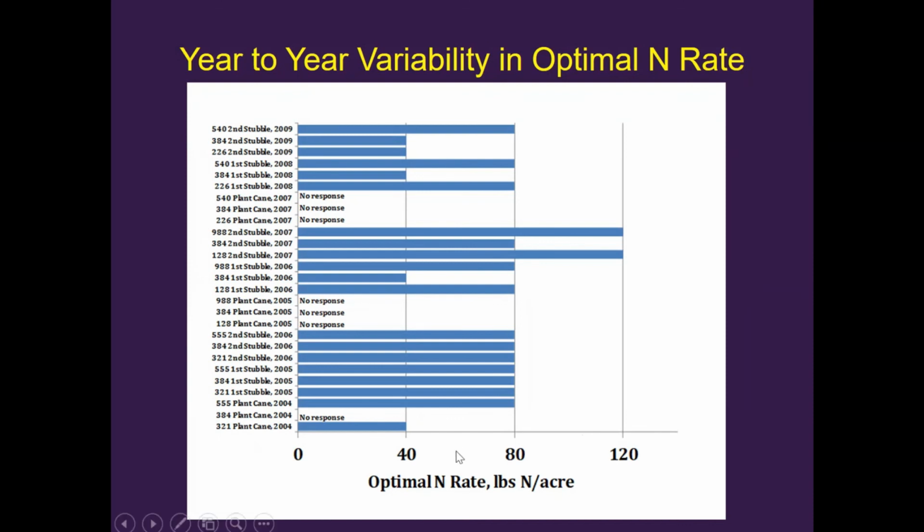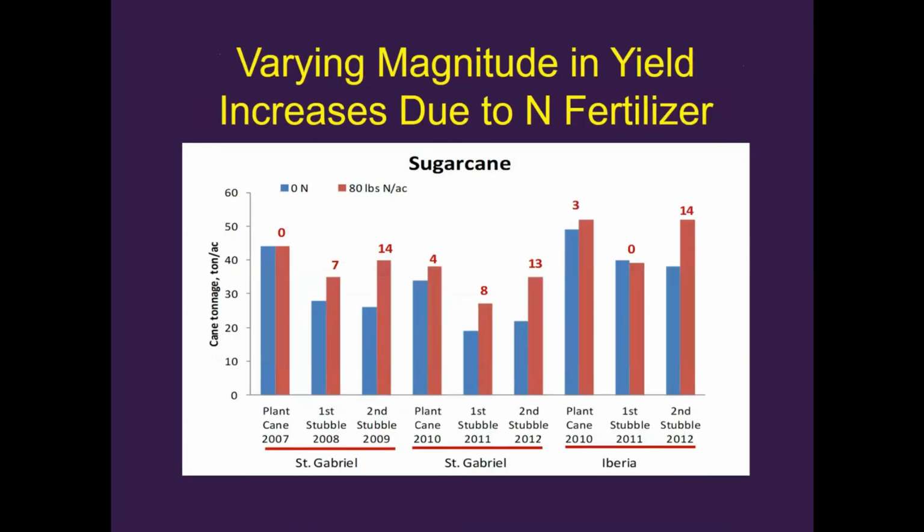And so that's something to think about, that year-to-year variability also exists. And even so, we come to a point where we apply the same rate of nitrogen fertilizer in the form of 80 pounds of nitrogen per acre. So we have here data showing different sites in St. Gabriel and Iberia, different years and crop age.